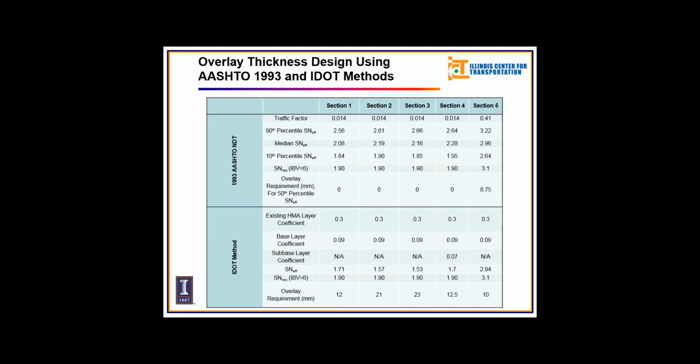And then we did our analysis. We wanted to see, if we were following AASHTO 1993 and IDOT methods, how much overlay would be required. It was seen that according to the 1993 AASHTO method, most of these sections were doing just fine and didn't need any overlay. For the IDOT method, it was hard to calculate because we didn't know the original structural conditions of these pavements. So I just used the typical coefficient values from the table and tried to come up with an overlay requirement. It did show that these pavements all need roughly 10 to 21 millimeters of overlay.